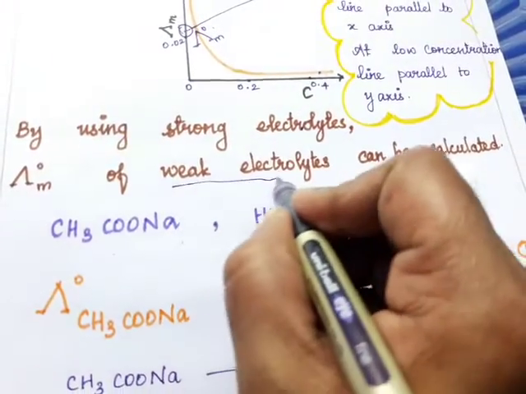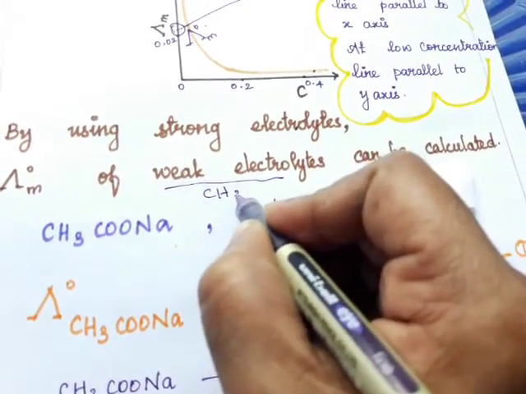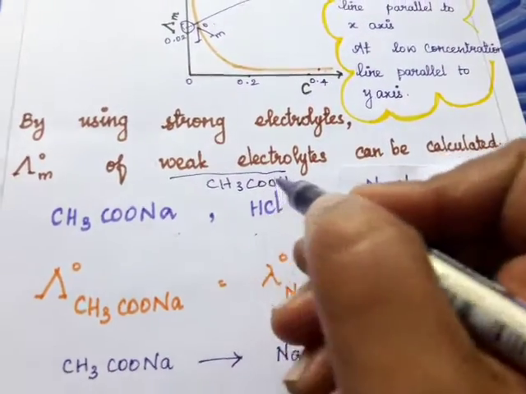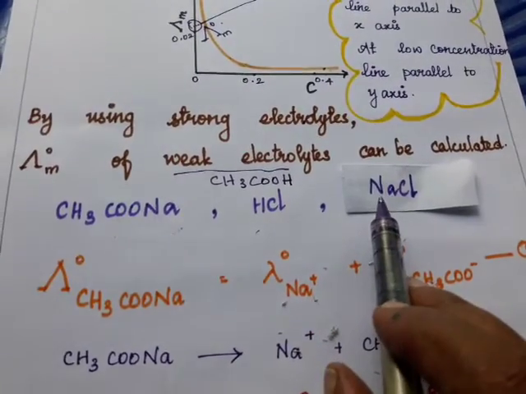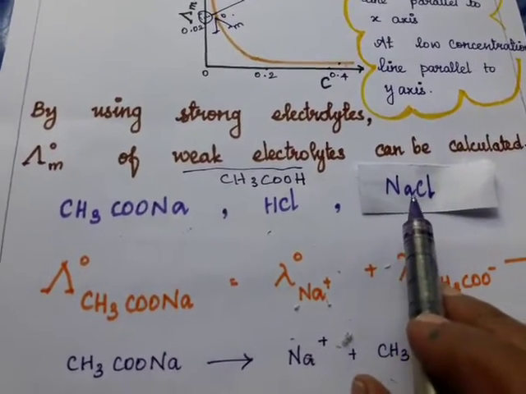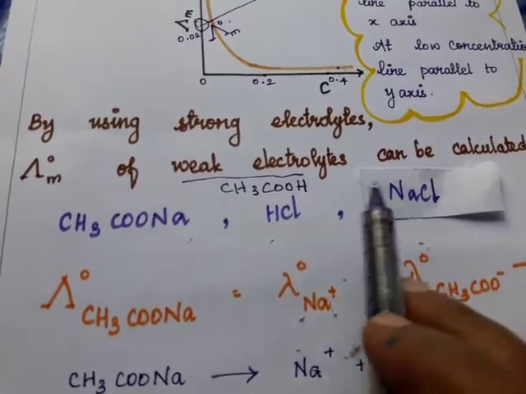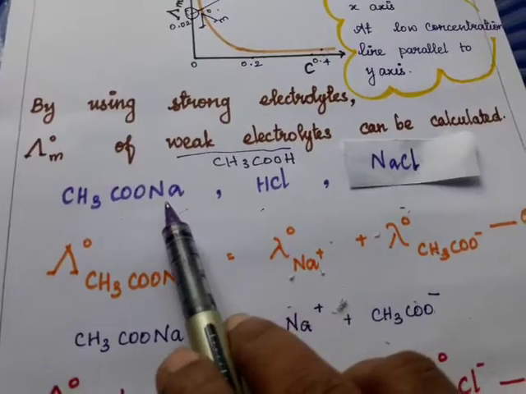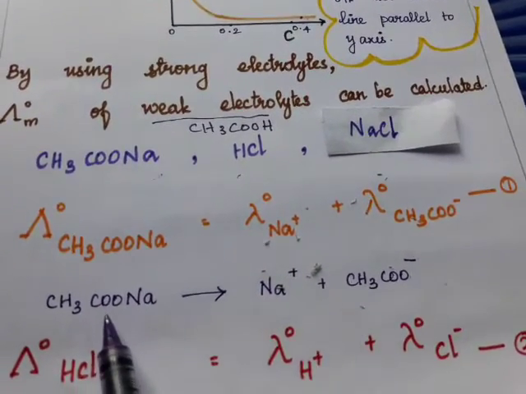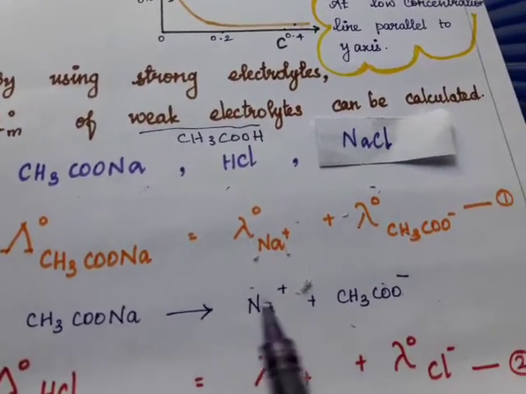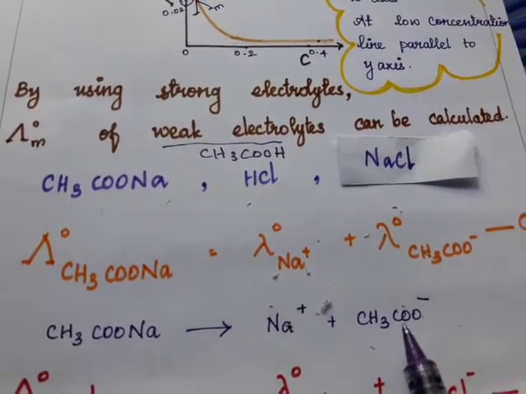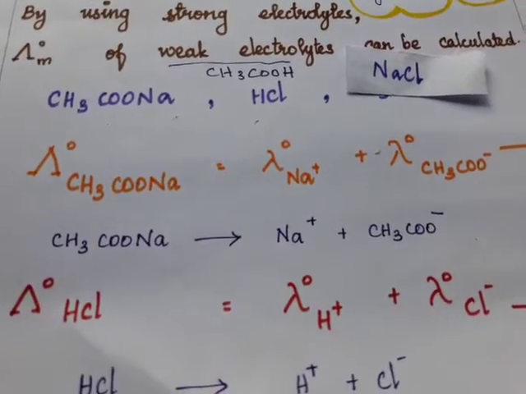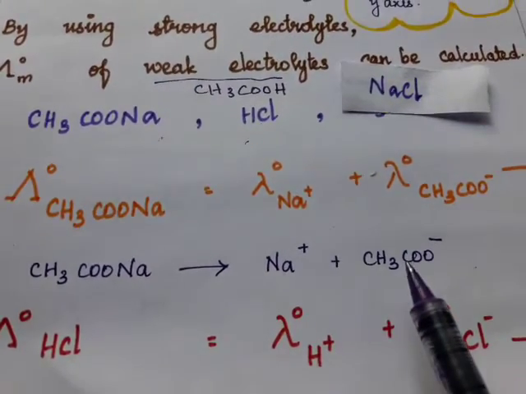What weak electrolyte should be found out? Acetic acid. So the weak electrolyte example is acetic acid. By using these three strong electrolytes, we are going to find the limiting molar conductance of the weak electrolyte acetic acid, right? So first, what have we taken? Sodium acetate. What ions will it produce? Na plus and acetate ion. When it ionizes, it produces sodium ion and acetate ion.